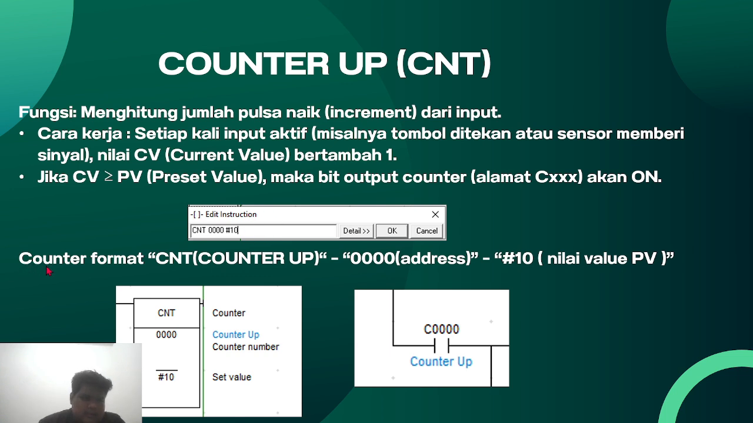And then the counter format. The counter format is here: the CNT or counter up, then 0000 for the address, and then hashtag 10 for the value of PV.